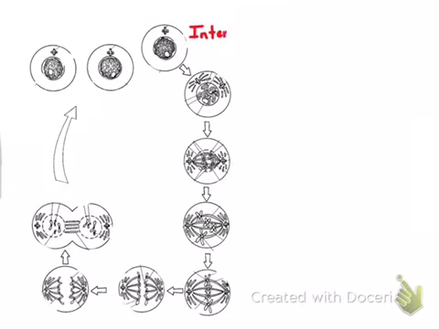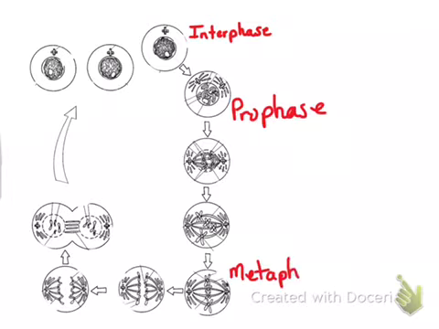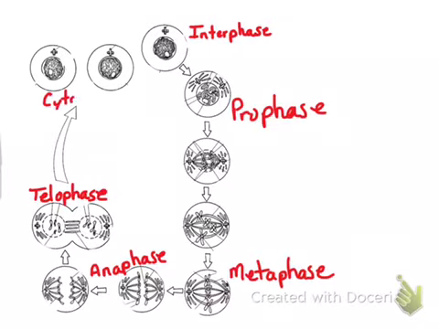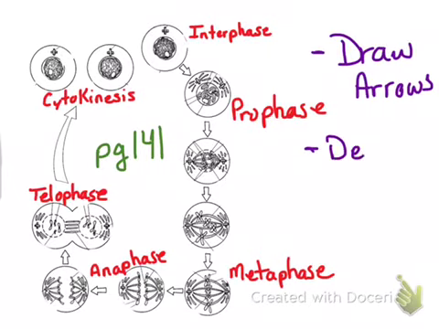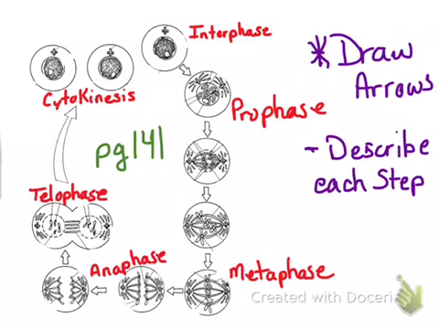Starting with interphase, working your way on around into prophase, metaphase, anaphase, telophase, and then lastly, the last step is cytokinesis. So just a quick reminder for you guys, that is on page 141. Make sure that you draw the arrows and that you are also writing the descriptions of each step that are found in each of these different phases.